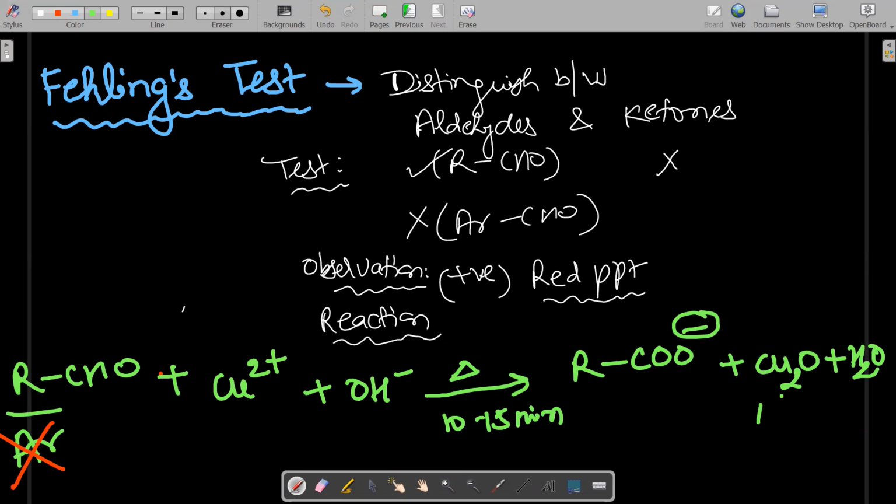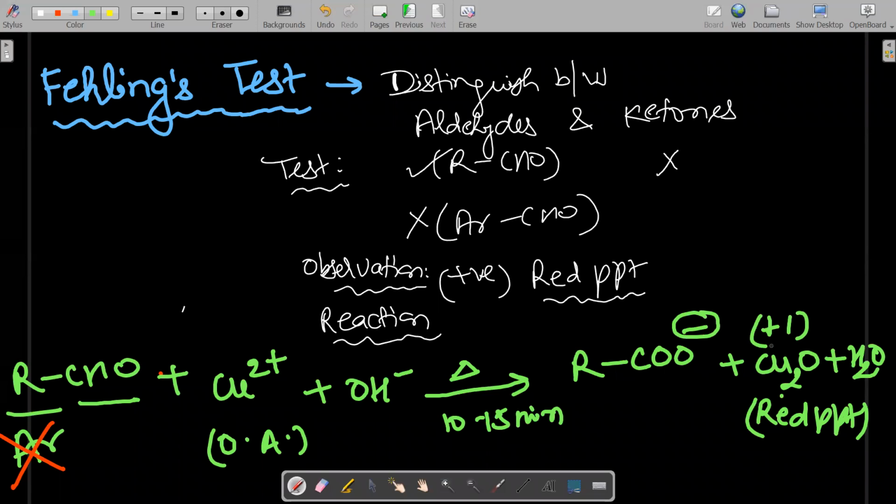Okay, so it is red ppt. Clear? So how you can say this is oxidizing agent, Fehling reagent or Tollens reagents are oxidizing agents which oxidize CHO into carboxylic acid and itself get reduced into copper 1 oxide. What is oxidation state of copper over here? +1. So it is reducing from +2 state to +1.